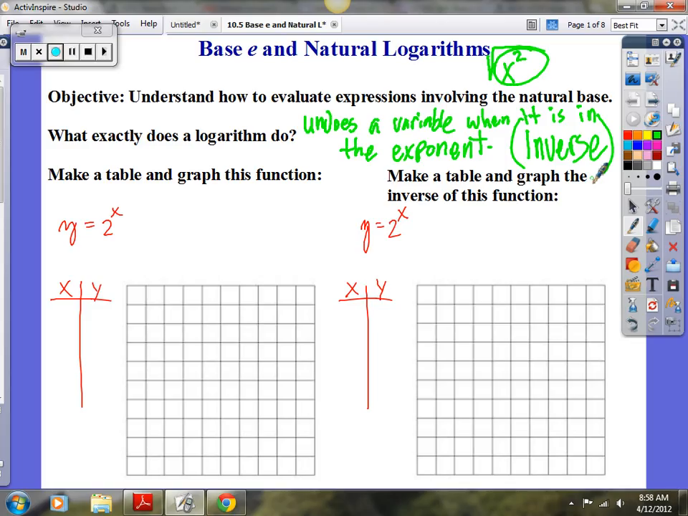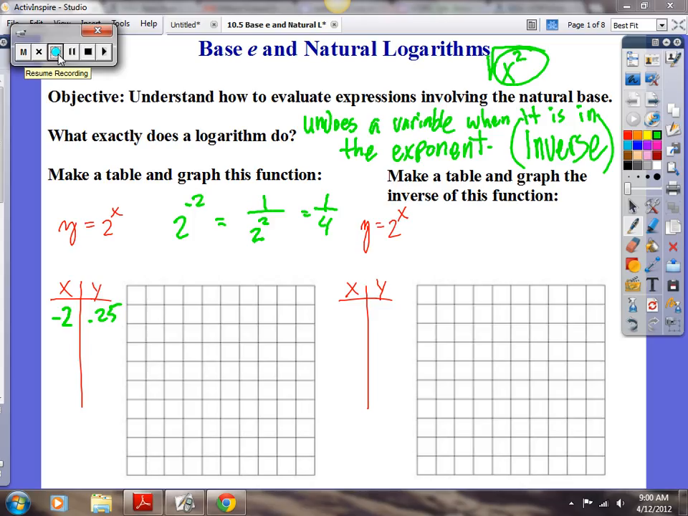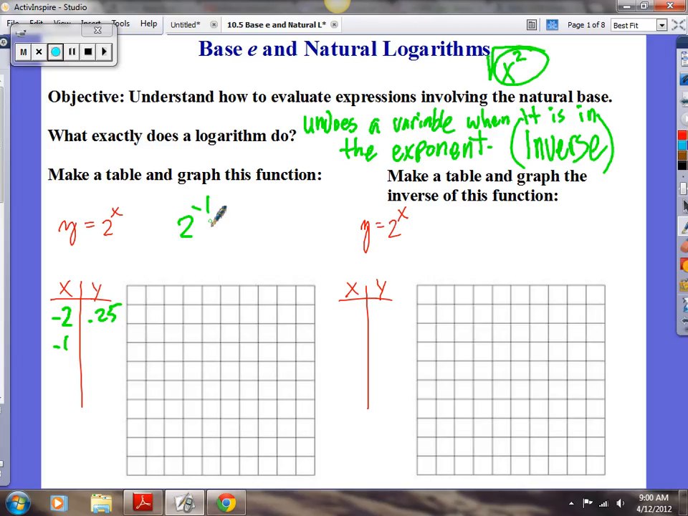Okay, let's make a table and graph this function. If you plug in a -1, what's 2 raised to the -1? Should be 0.5. If you've got 2 raised to the -1, it should be 1 over 2 to the 1, which is just 1/2, so 0.5. What do you get if you plug in 0? 0 is going to give you 1. What's 1 going to give you? 1's going to give you 2. What's 2 going to give you?